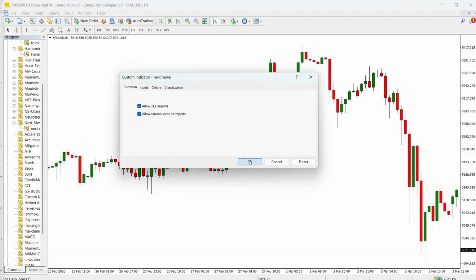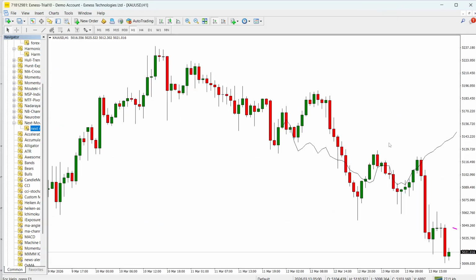Remember to allow DLL imports, and here we have it. As you can see on the chart, the indicator displays a line, as you can see over here, that reflects its readings of the probable next direction. When the calculation favors upward movement, bullish signals appear, and when it favors downward movement, bearish signals are shown. The indicator processes recent price data to make its assessments, updating as new bars form.